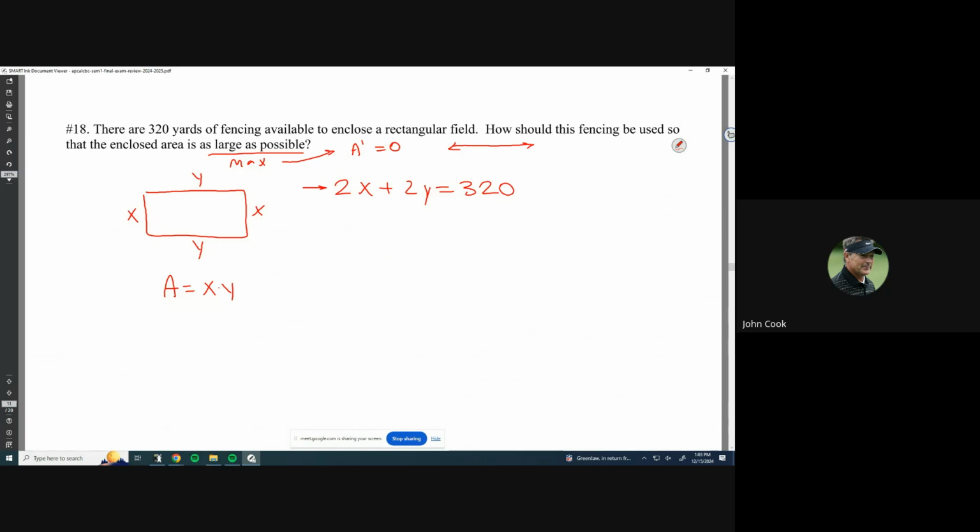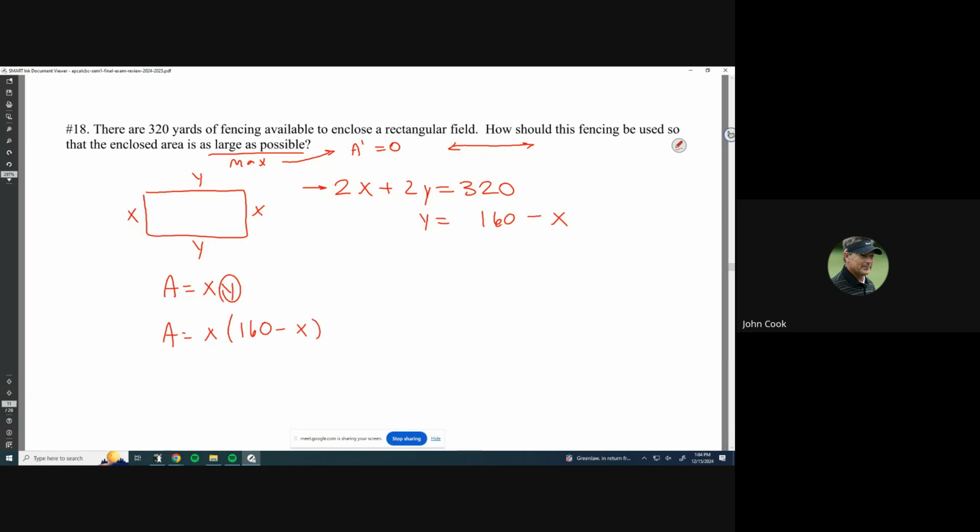We're going to solve in terms of one variable. Let's solve it in terms of just x, and then substitute it in to simplify. So I'm going to solve for y here. y is equal to 320 minus 2x, then divide by 2. If I divide everything by 2, I get 160 minus x. This is what I'm going to use to substitute in instead of y. I'm going to write it like this: x times 160 minus x.